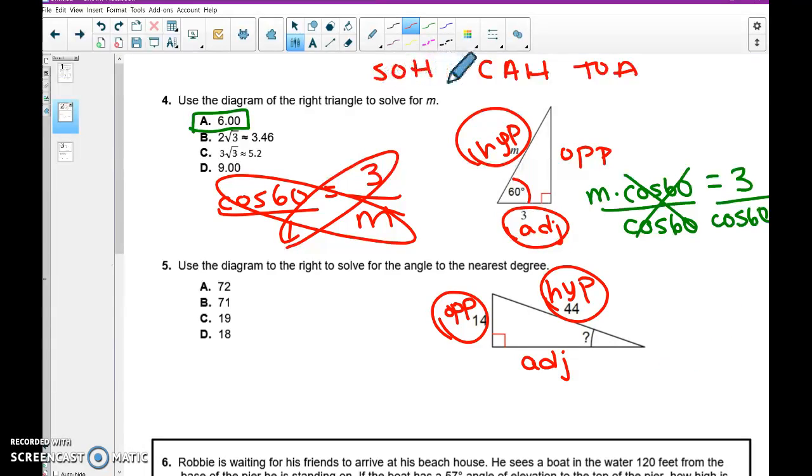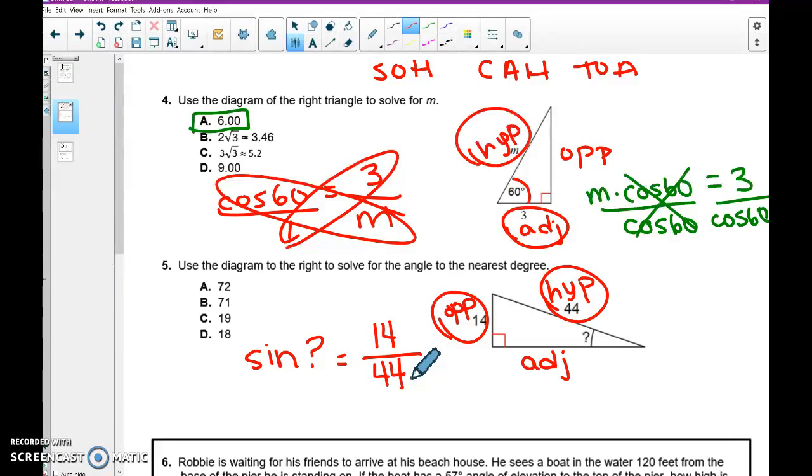So let's check up here. That means opposite and hypotenuse fits our SOH, S-O-H, that stands for sine. I don't know my angle, so I'm going to put a little question mark next to the sine. If you put x, that's fine. But it equals 14 over 44.